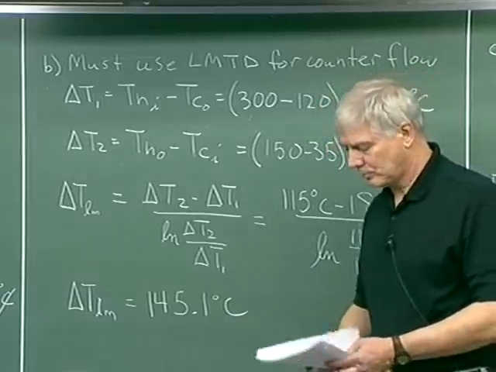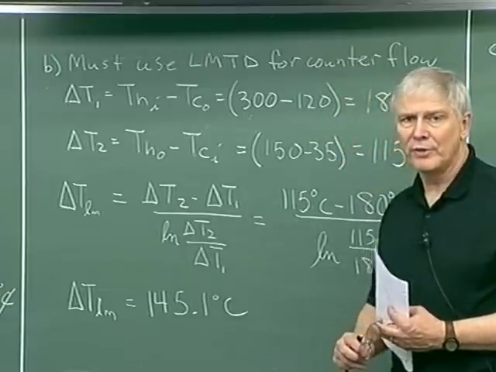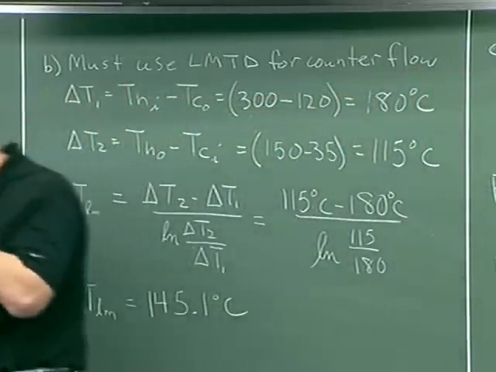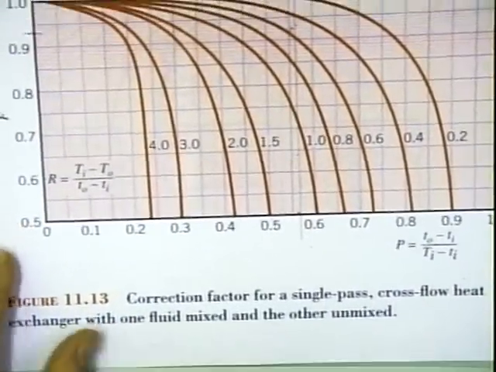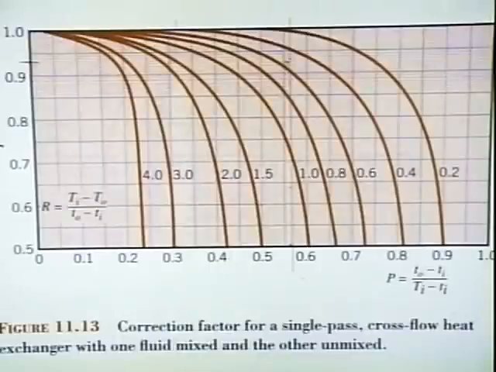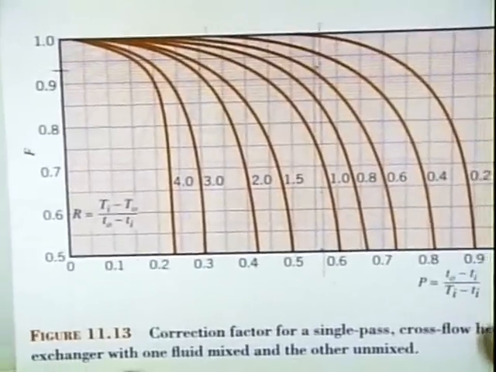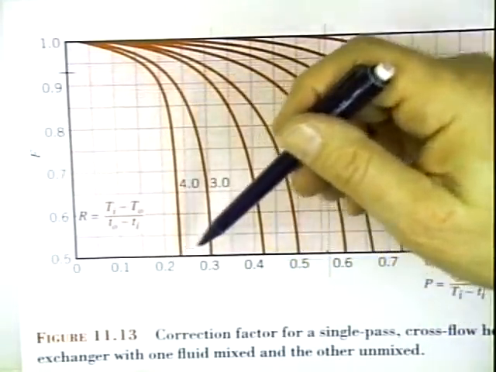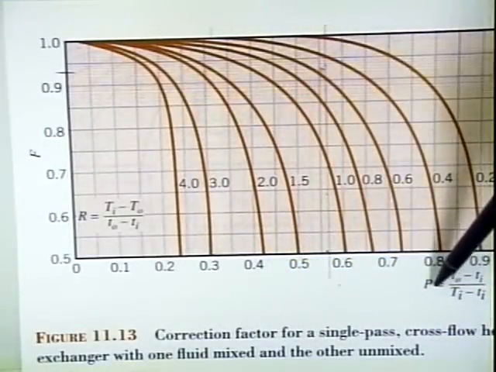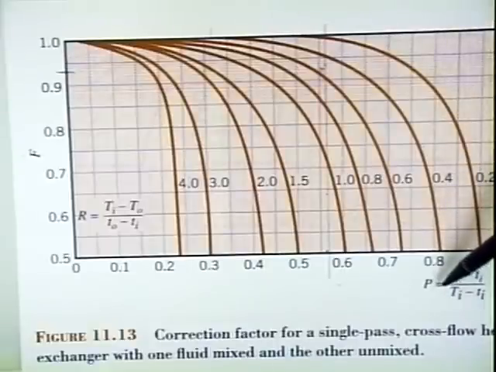All right, the next step is to determine our correction factor. So I want to go back to the overhead, and we're going to use this table that was part of the handouts that I gave out. Over here on the vertical axis, we have our correction factor F. On the horizontal axis, we have what's called P, and you can see a little formula is given here. P is equal to little t out minus little t in over big T in minus little t in.